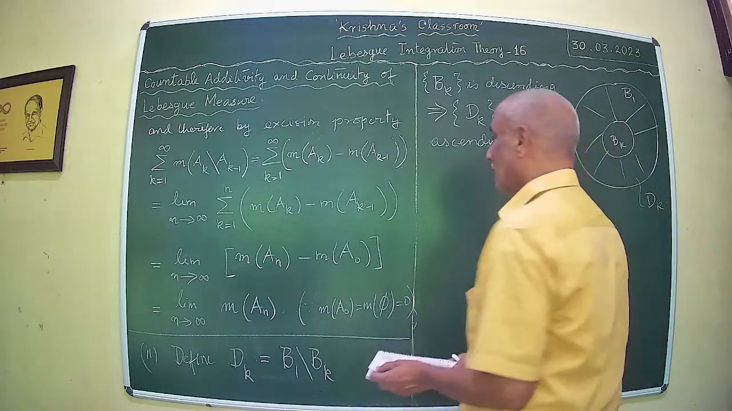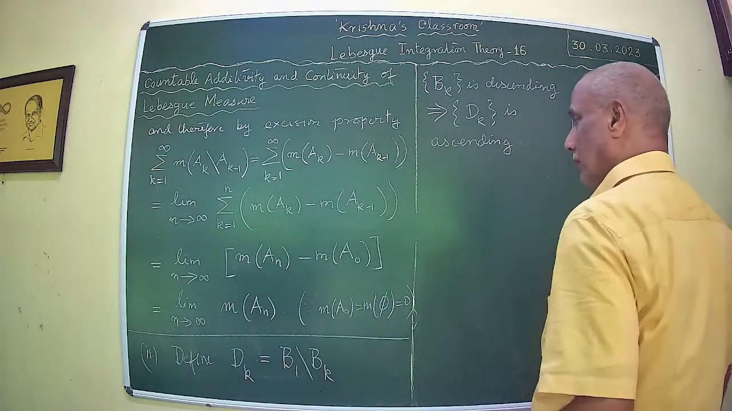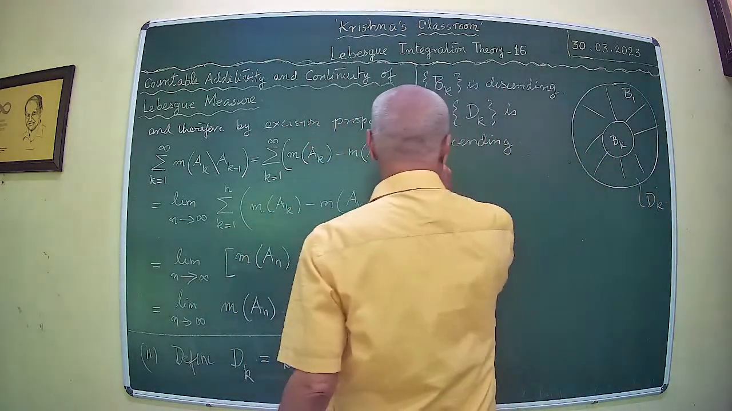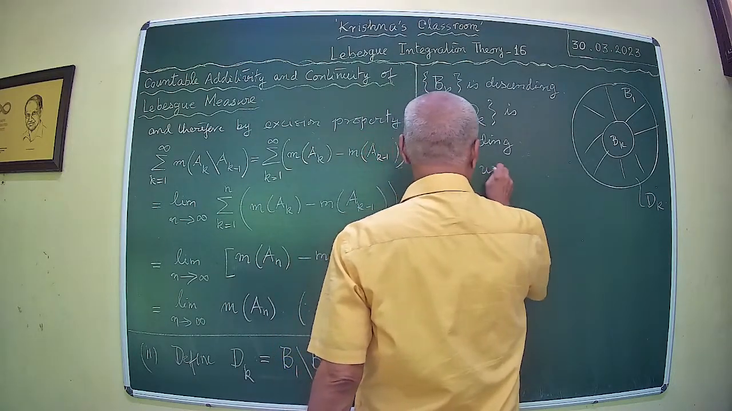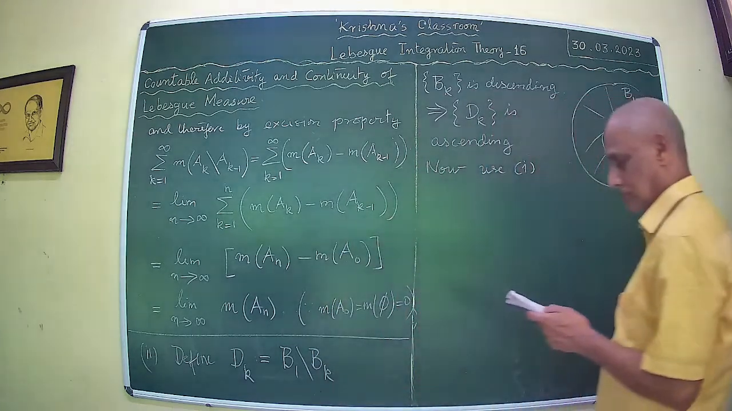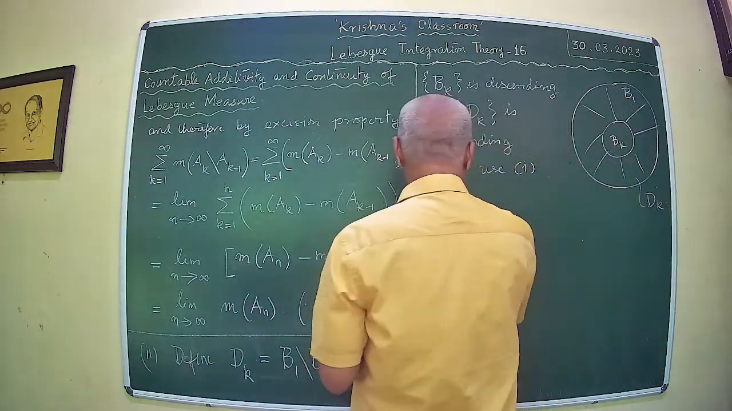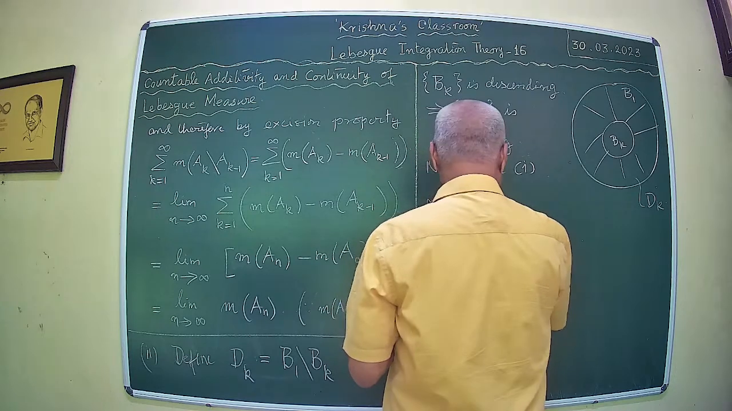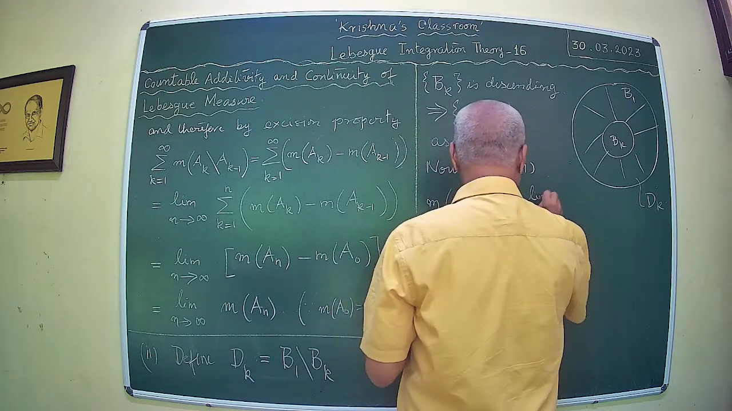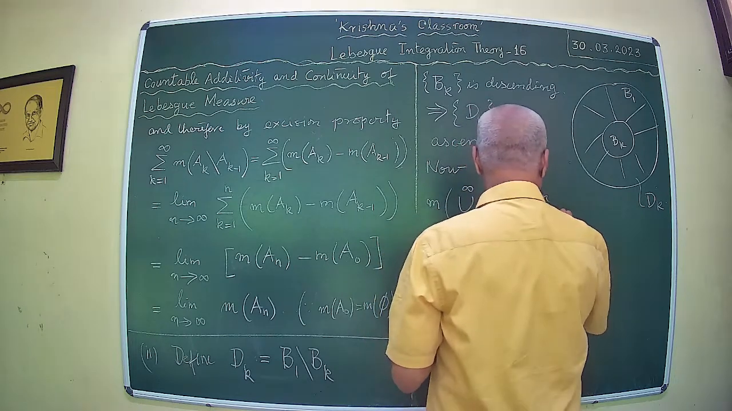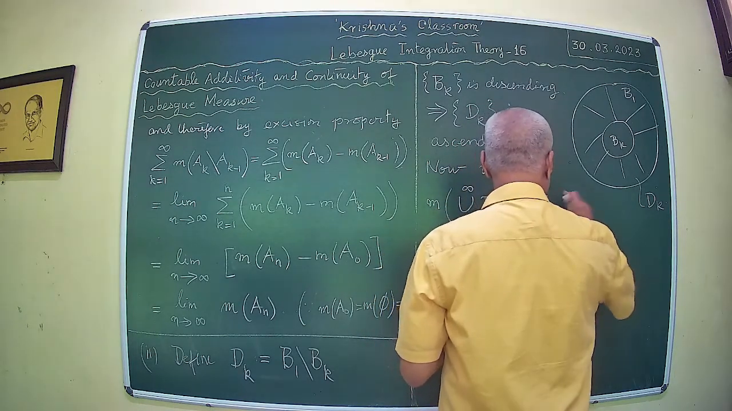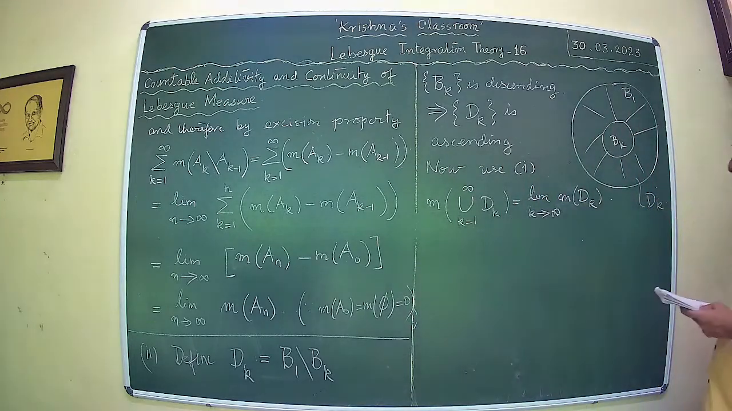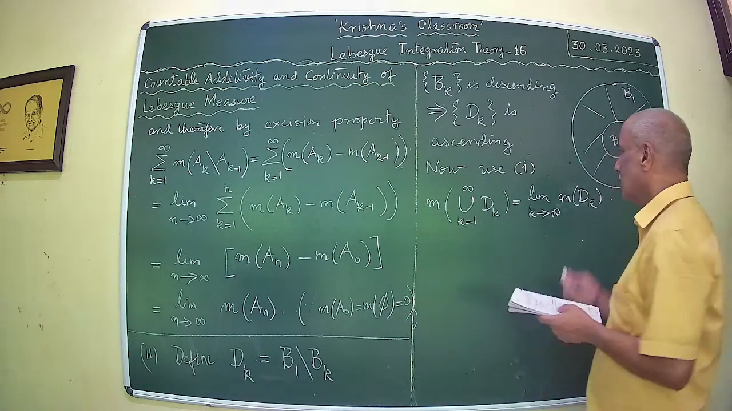That's what I said. Convert the case 2 cleverly to the case 1, and now so what you get? m of union of D_k, k equal to 1 to infinity. This is equal to limit n tending to infinity of measure of D_n. Okay, so this is using 1.